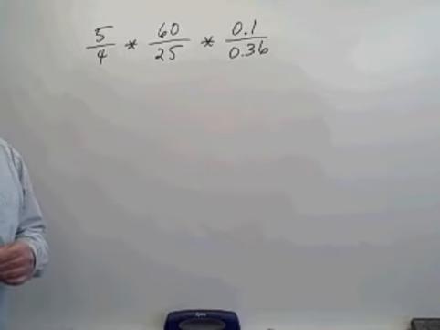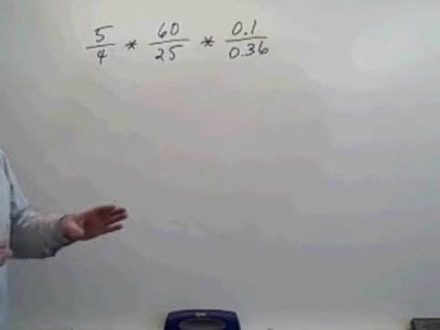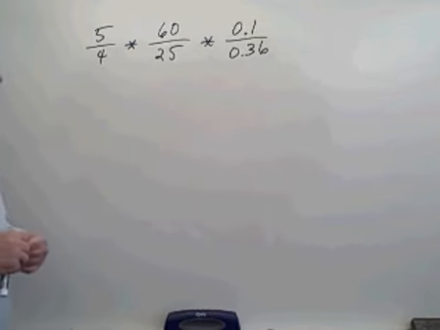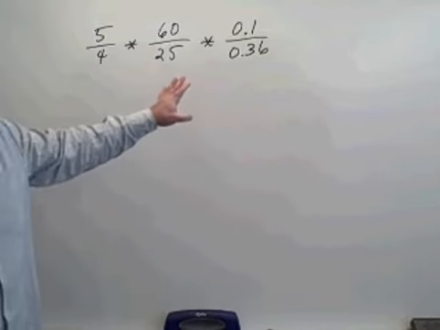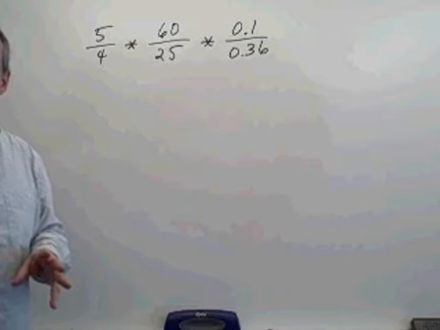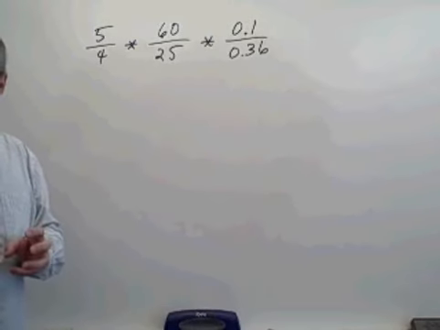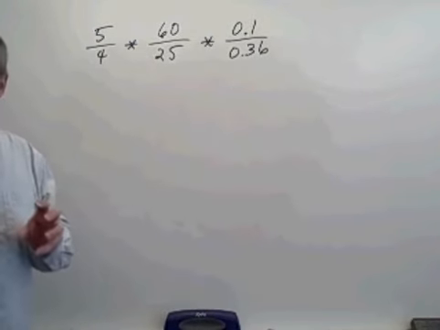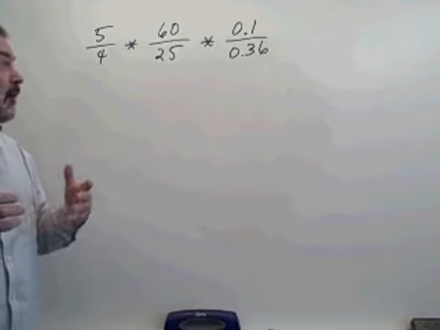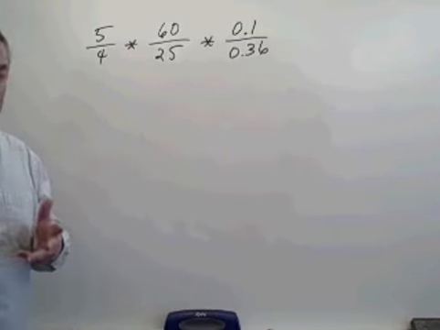Let's look at this multiplication problem. Again, it's a multiplication problem in which we have three factors, three fractions. And interestingly enough, our last fraction, both the numerator and denominator, are decimal numbers. Again, it's oftentimes helpful to get rid of those decimal numbers to make our multiplication easier.